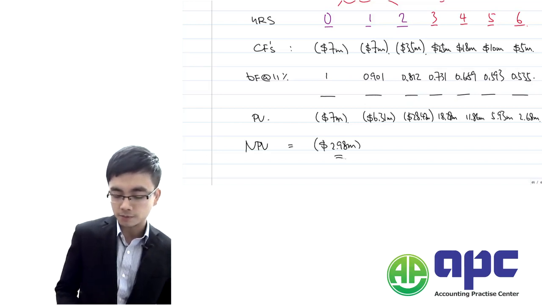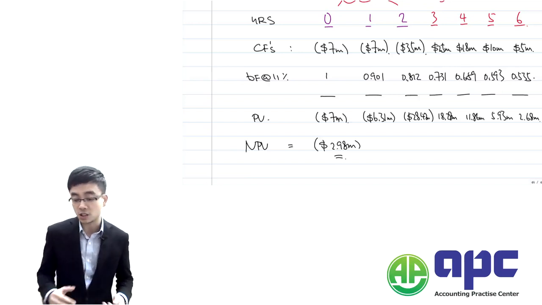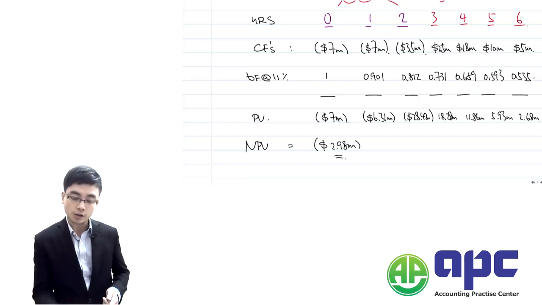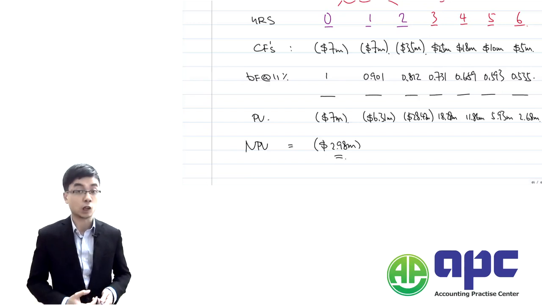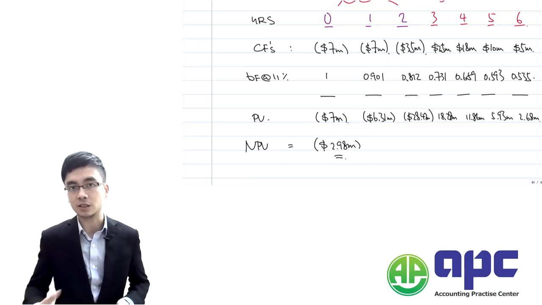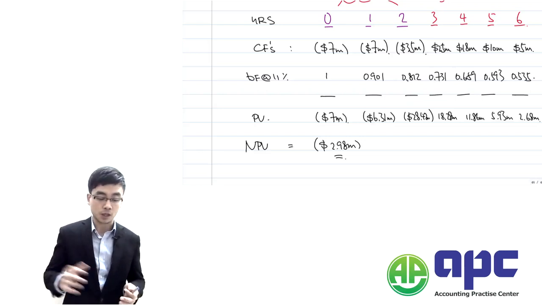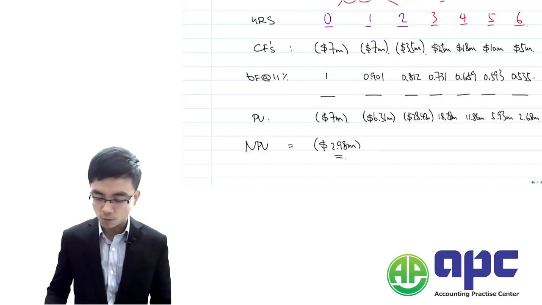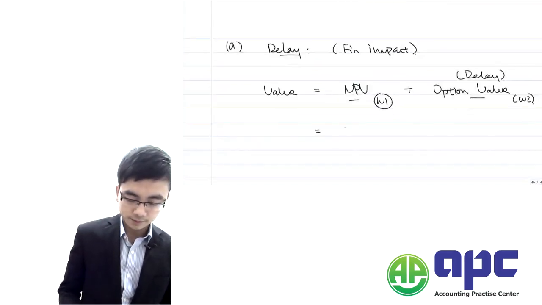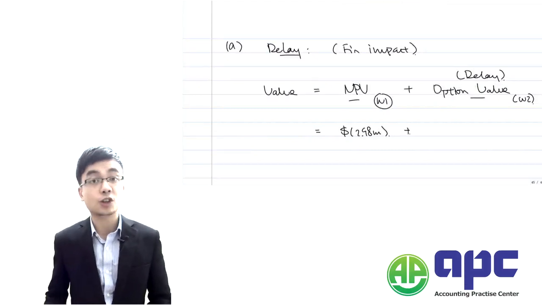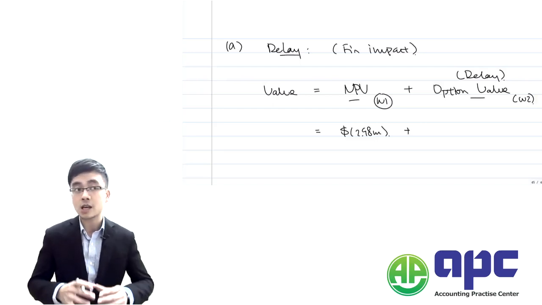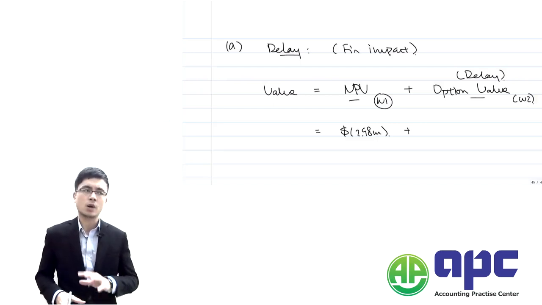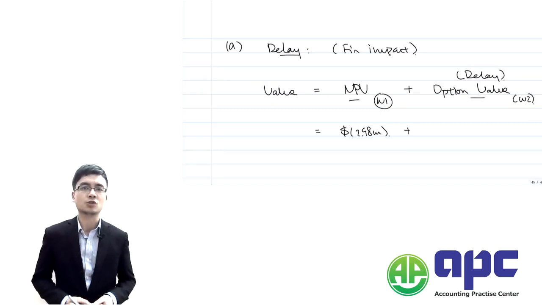negative 2.98. So that means if you're not going to consider the option value, if you're going to do this project right now, we'll end up with a loss. Yes? If you are going to consider the project, although we delayed that project, but if we are not going to consider the option value, we will end up with a loss figure of minus 2.98 million dollars. That's not so attractive because from the NPV analysis we know that if the NPV is less than zero, we are going to reject the project from the financial perspective. But what about the option value then?